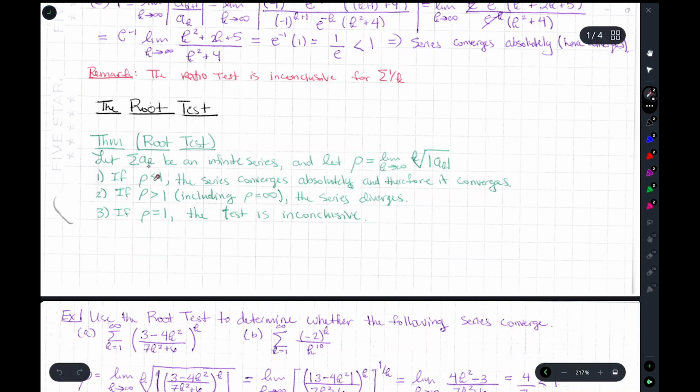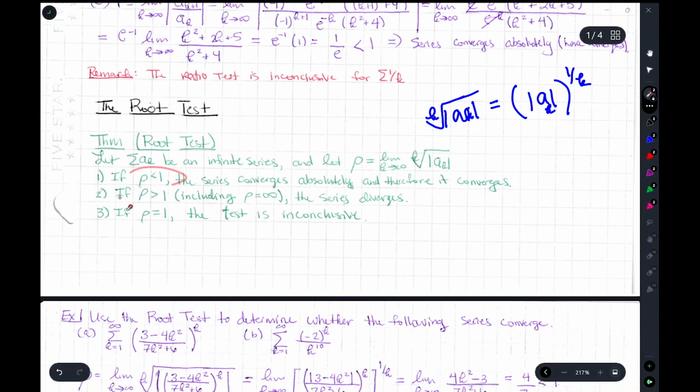Nevertheless, we'll cover it. Let the sum of a_k be an infinite series, and let rho, this Greek letter rho, be the limit as k goes to infinity of the kth root of the absolute value of an arbitrary a_k term. Just to emphasize this, the kth root may also be written as this, raised to the power 1 over k. All right, so let's take that limit as k goes to infinity. We get this rho, and now we have some cases.